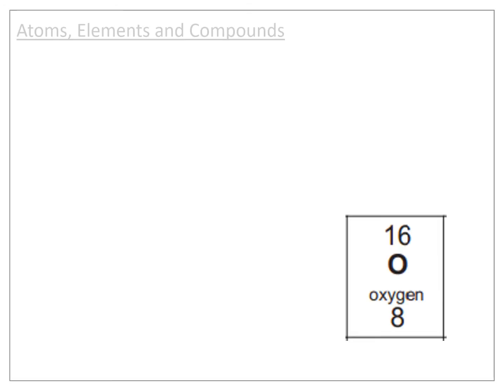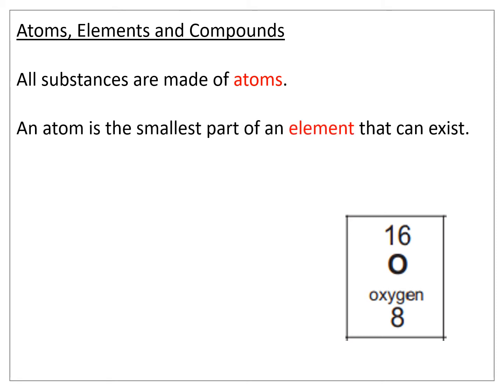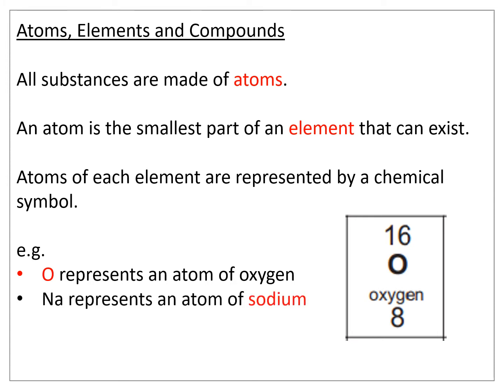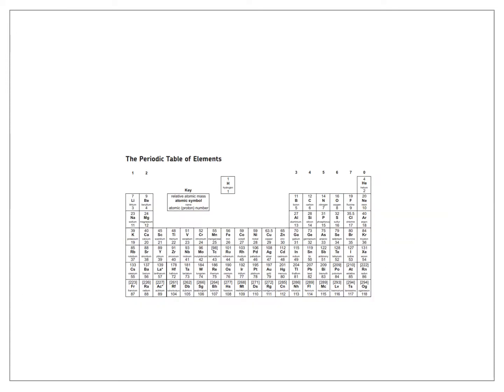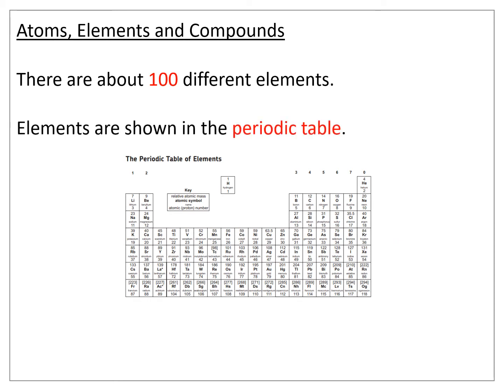Here we go. So, atoms, elements and compounds. All substances are made of atoms. An atom is the smallest part of an element that can exist, and atoms of each element are represented by a chemical symbol. For example, O represents an atom of oxygen. So the letter O is its symbol. Na represents an atom of sodium. There are about 100 different elements, and elements are all shown in the periodic table.